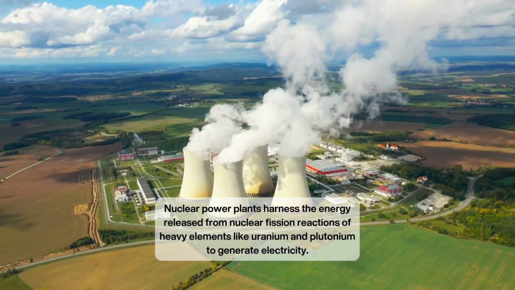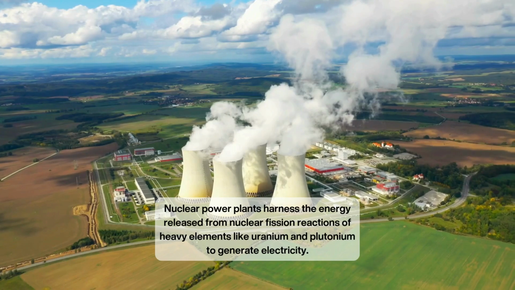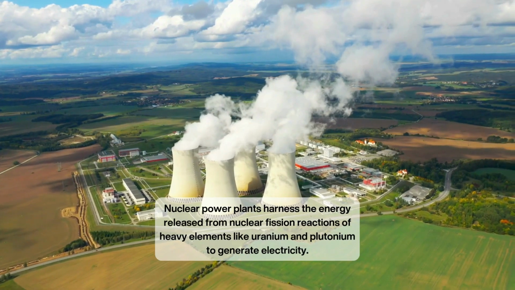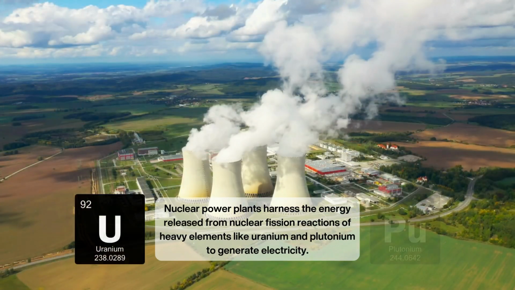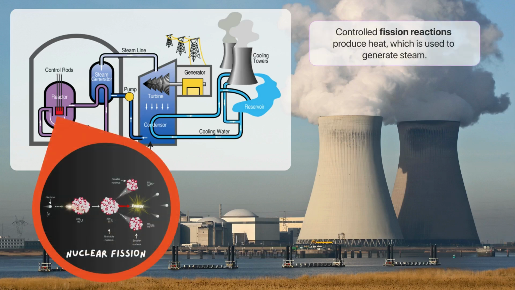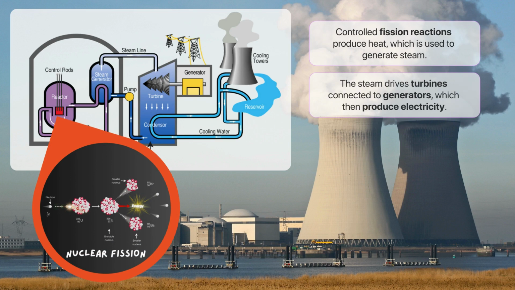Let's apply the processes of fission and fusion. Nuclear fission is the principle behind nuclear power plants. These plants harness the energy released from nuclear fission reactions of heavy elements, like uranium and plutonium, to generate electricity. Inside these plants, controlled fission reactions produce heat, which is used to generate steam. The steam drives turbines connected to generators, which then produce electricity. This provides a significant source of power without the need for burning fossil fuels.